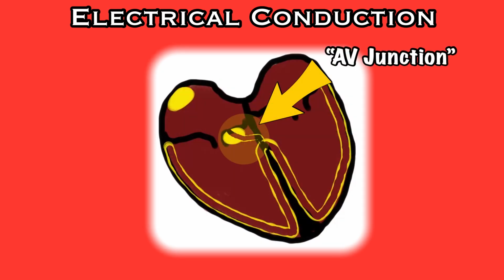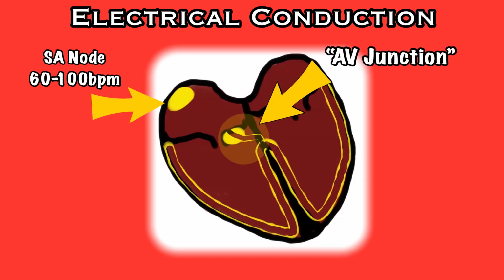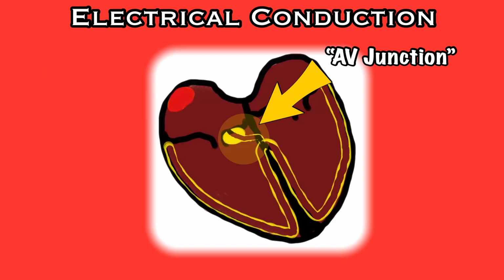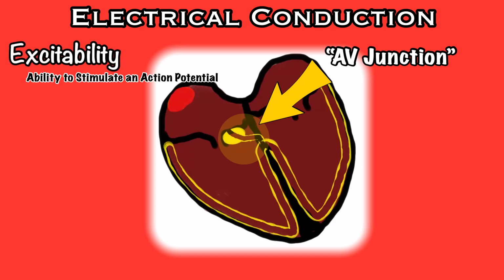Let's go back to the AV junction. We know that the SA node should create the action potential for every beat. But what if it can't? Without backups, that'd be it, and we'd die. But we know that every cell has excitability and can create that action potential. So, if the SA node isn't able to beat at least 60 beats per minute, the AV junction is designated to be the backup pacemaker.